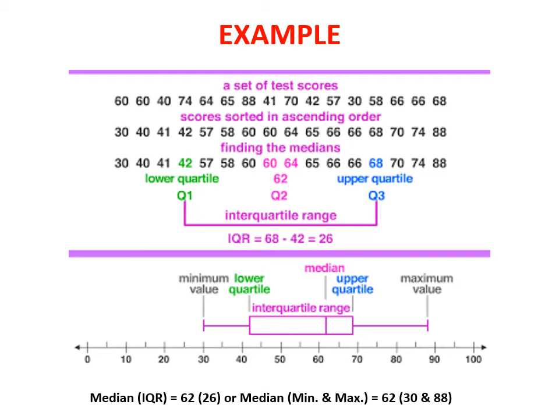We can express also the data by median and using minimum and maximum. Here, what is the minimum value? Minimum value is 30. Maximum value is 88. So we can express also the non-parametric data by using median 62 between brackets minimum and maximum, so 30 and 88.